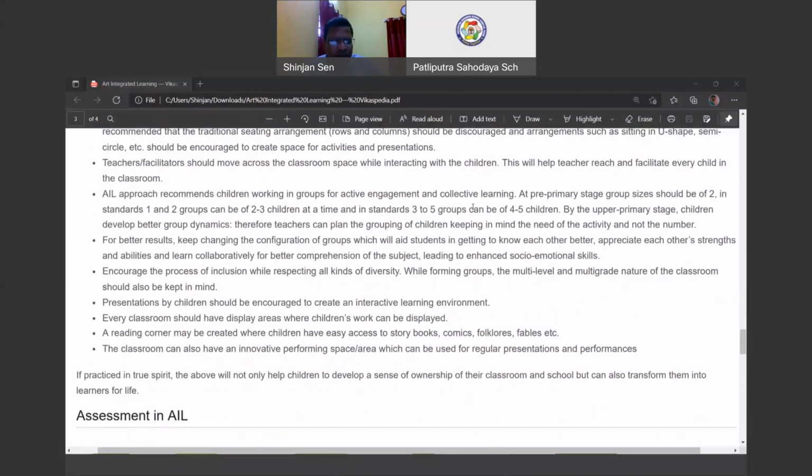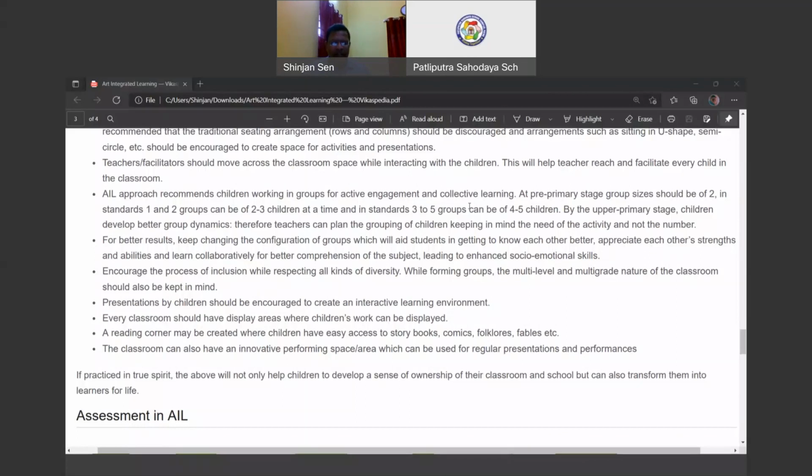Presentation by children should be encouraged to create an interactive learning environment. Let them do it by themselves. Every classroom should have display areas where children's work can be displayed. Yes, after their work is done, we are all doing this. Let people see and say. Let the parents say. Let the stakeholders of education say. Let the local community say how our children are learning.